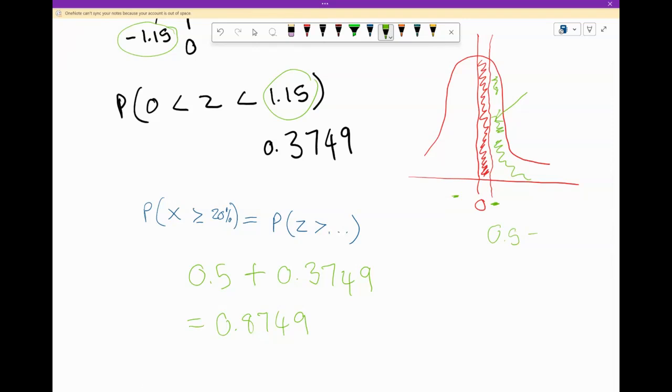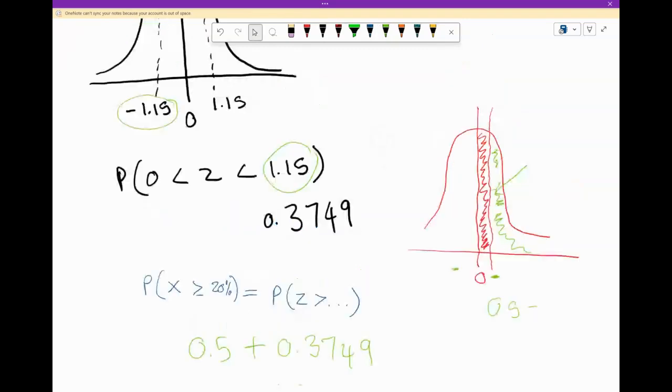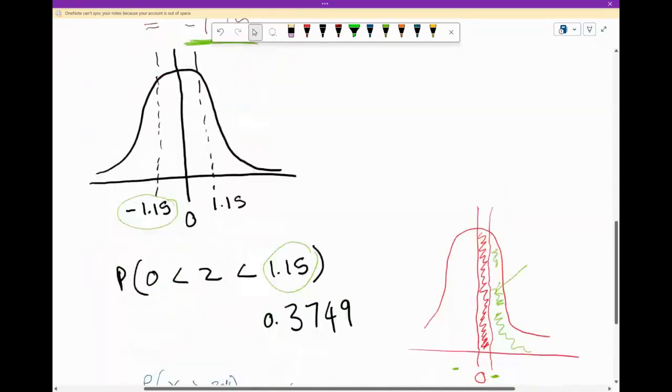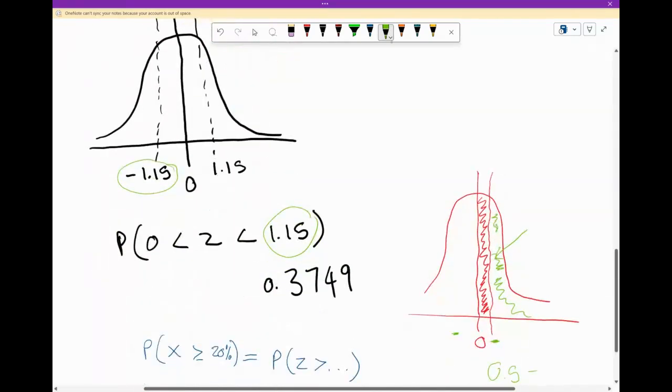Is it making sense? Okay, so what's very important is, let me do this. When looking for this, we minus 0.5 unless our z-score was negative. Then we have to add. We have to do the opposite.